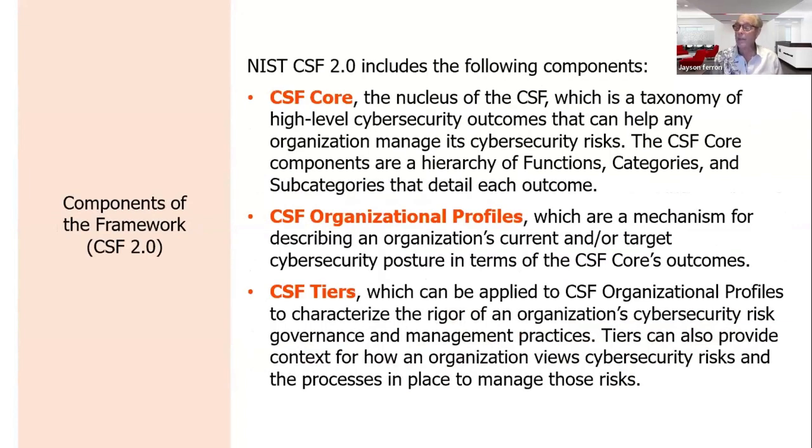So inside of this, there are three elements. There's the core, which talks about the functions and the categories. There's what our organization looks like and what our goals are. And then there are tiers. I want to go over that. The tiers help us to look at where we are on our pathway. Are we a mature organization? Are we a non-mature organization? And how do we get to where we need to be?